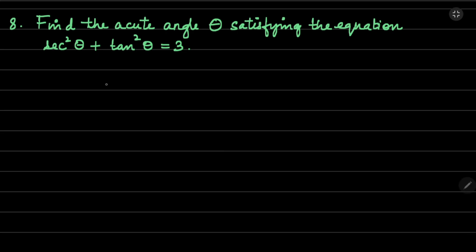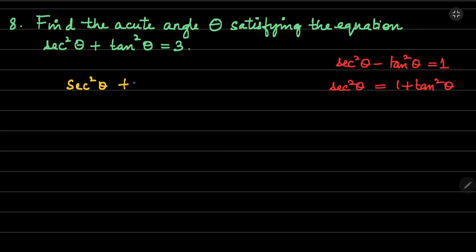So let me write it. Secant square plus tan square. Okay, what is secant square equal to? You should already be knowing that secant square theta minus tan square theta is equal to 1. Or I can write secant square theta is equal to 1 plus tan square theta. Okay, so let's apply it here. So what we are given is secant square theta plus tan square theta is equal to 3.